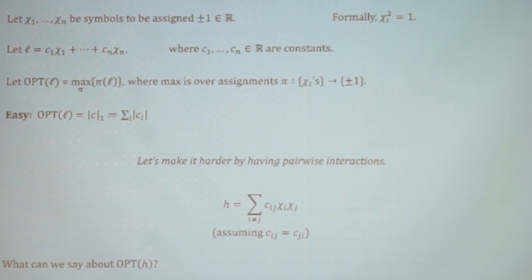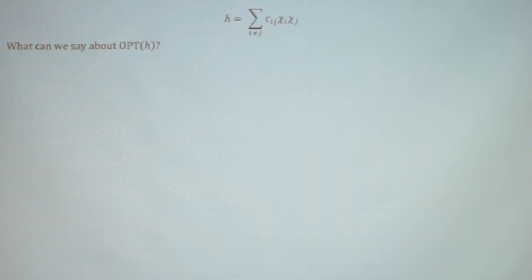Okay, so what can we say? Let's just understand what we can say about the optimum of this quantity. Well, we'll start with some very trivial bounds. So we have an upper bound. Again, the optimum is at most the L1 norm of the coefficients, which I'll continue to denote like this, even though it's c_ij, because this quantity is always at most plus or minus 1. So that's a simple upper bound.